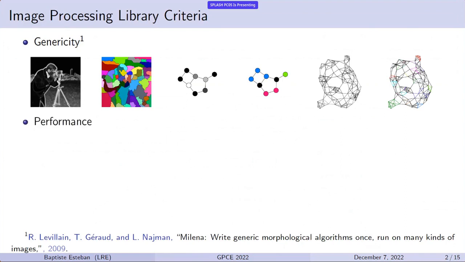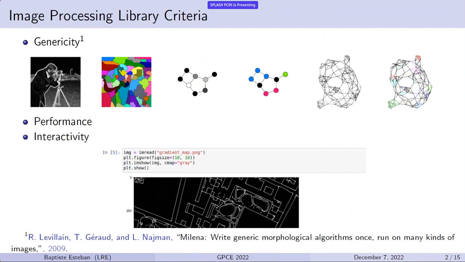The second thing we want to have in our image processing library is performance, because it's important when doing a real-time application or processing large images. And the last thing is interactivity, meaning we want to interact at runtime with our program without having to recompile everything with static languages.